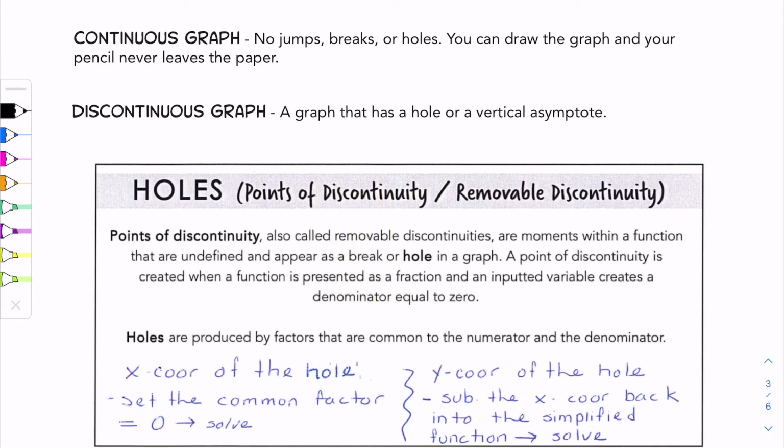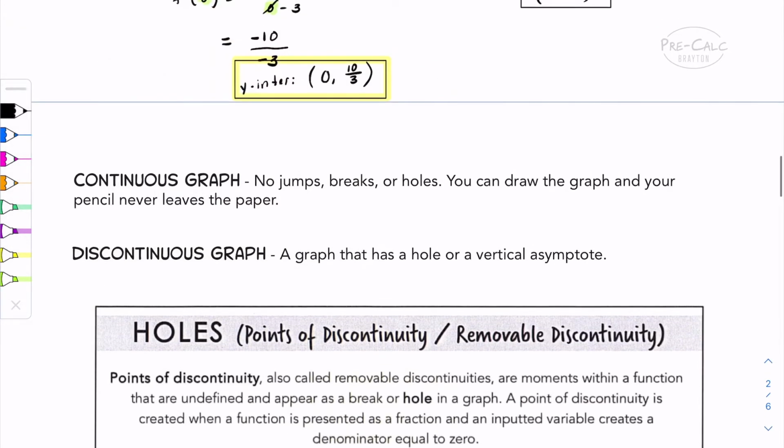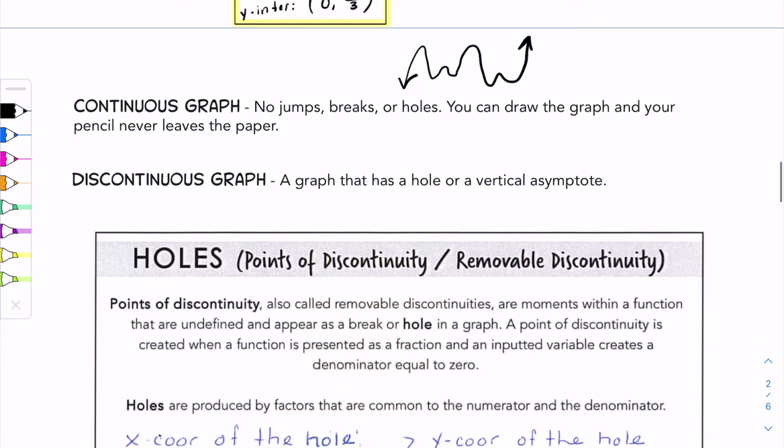Next, we're going to talk about continuous versus discontinuous graphs, which leads us into holes and vertical asymptotes. Continuous graphs are graphs that have no jumps, breaks, or holes. You can draw the graph without the pencil ever leaving your paper. For example, if I was to draw a continuous graph, it could be something like this. You can have multiple curves, but it goes on forever. That's obviously quite a detailed graph. You have multiple turning points, but it never stops or makes a jump. So your pencil never left the paper when you're drawing it.